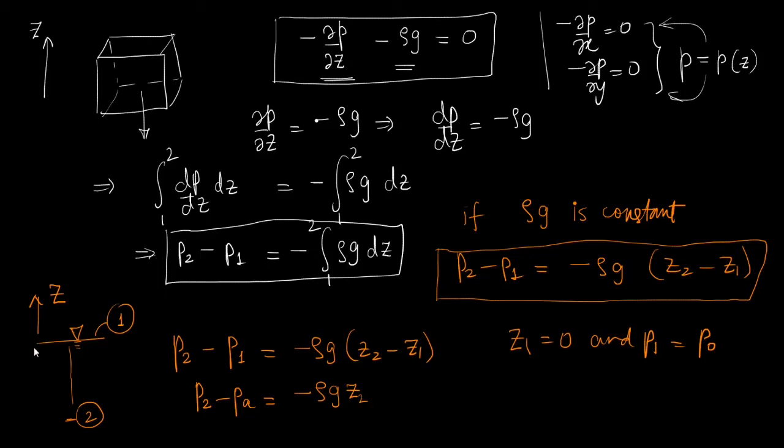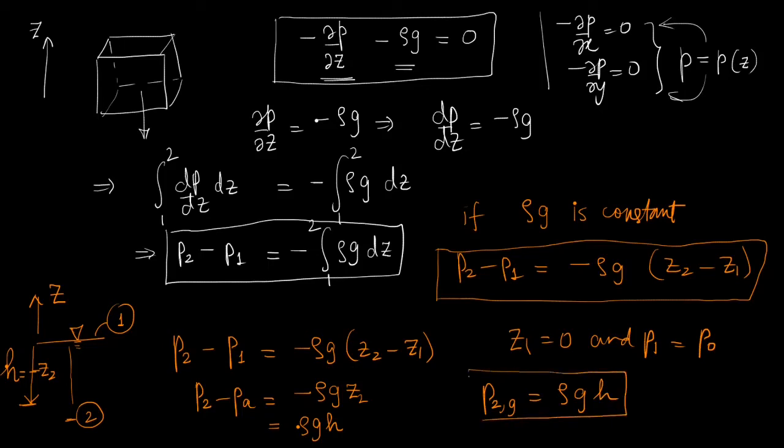But I can very well make a coordinate system where the depth is h equal to minus z2. That is, I want to represent the depth by a positive number, then I can very well write it as rho g h. So P2 gauge will be equal to rho g h. So as the depth increases, the pressure also increases.